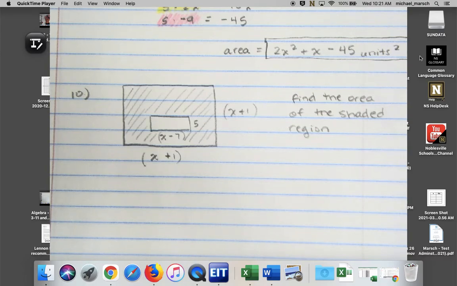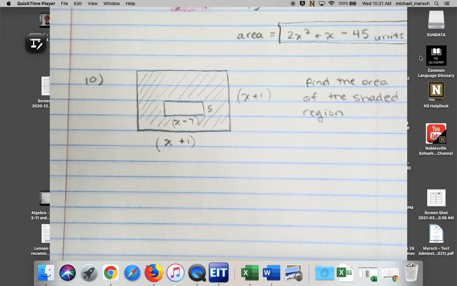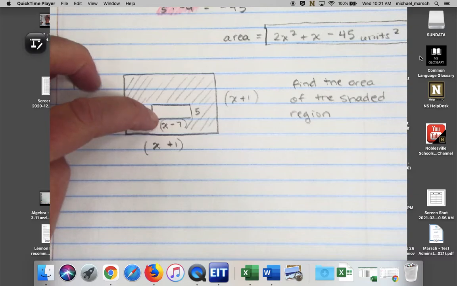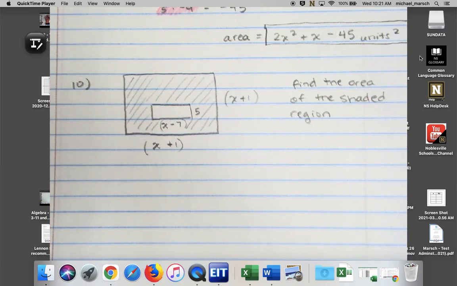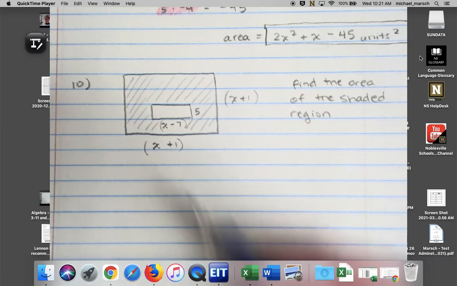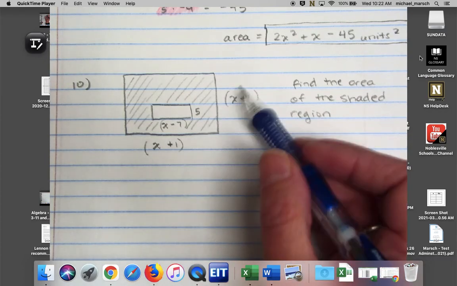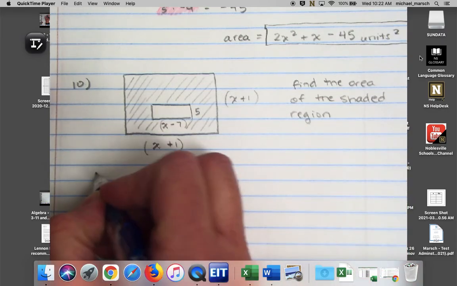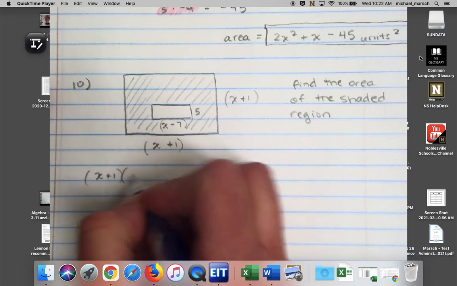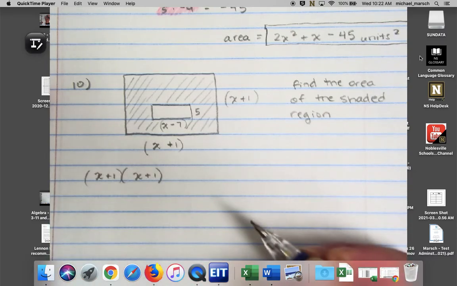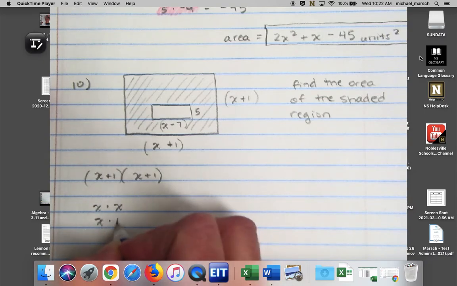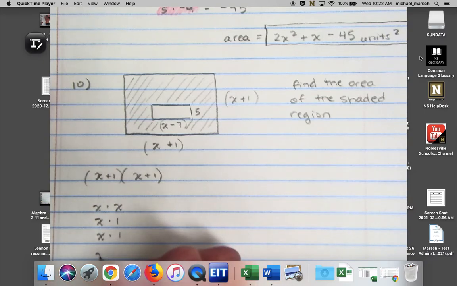Okay, so hopefully you said in your mind, well, I just need to subtract the areas, right? I need to find the area of the bigger one, subtract the area of the smaller one, which is awesome because we just spent a lot of time adding and subtracting polynomials. So you all should be set. So first, let's find the area of the outside square. So I've got x plus 1 times x plus 1. So I'm going to do my first, my outer, my inner, and my last.